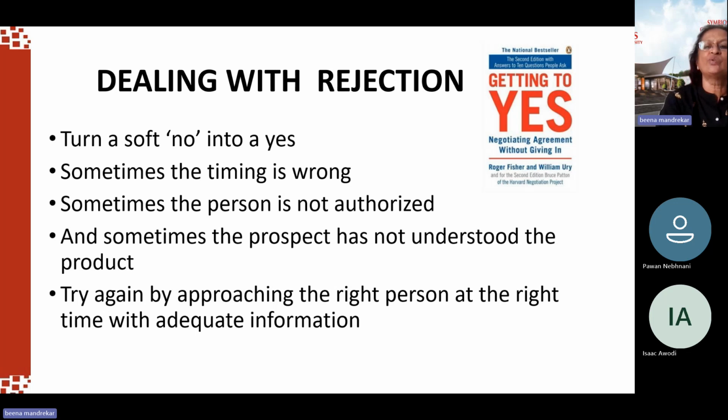Turn a soft no into a yes. Sometimes the timing is wrong. Sometimes the person is not authorized. And sometimes the prospect has not understood the product. Try again by approaching the right person at the right time with adequate information.